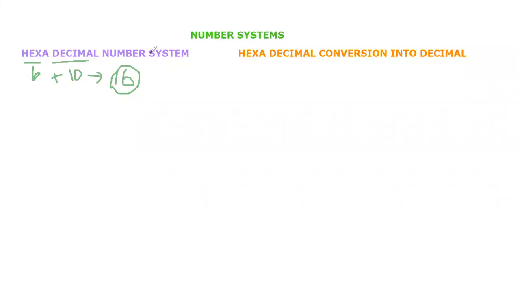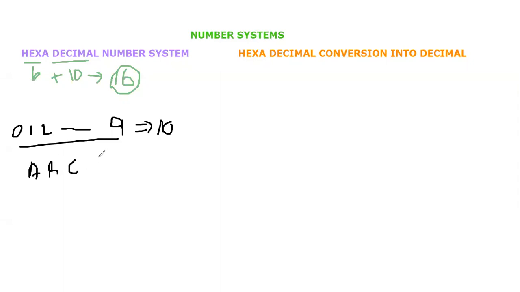In the case of decimal, we are well aware that numbers can only go from 0 to 9. That is 0, 1, 2, and it goes up to 9. That is 10 numbers. But how can we increase it to 16? We import symbols from the English alphabet, that is A, B, C, D, E, and F.